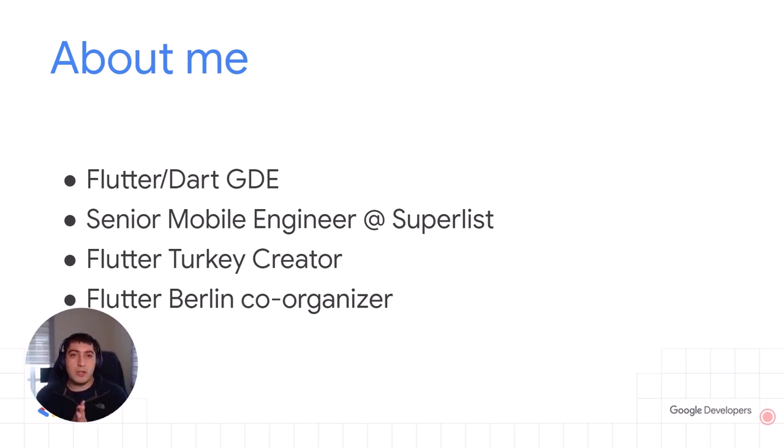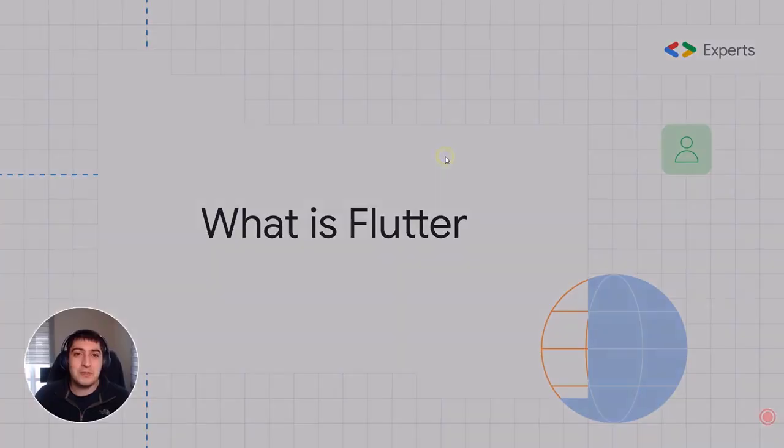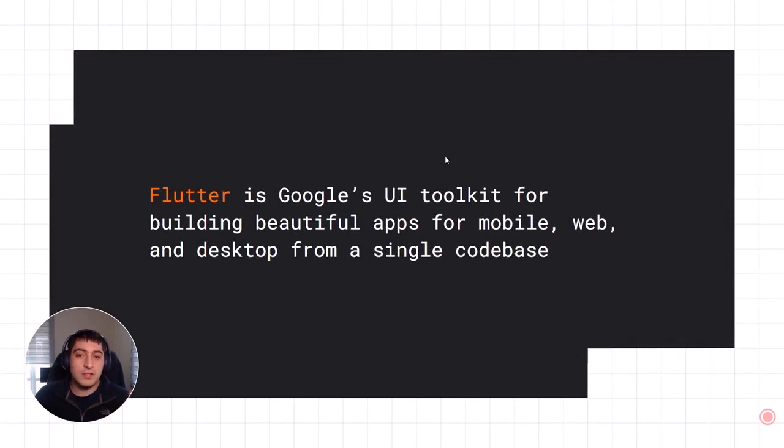And today we will be basically seeing how Flutter works under the hood. But before we go through it, let's learn about what Flutter is. I'm sure everyone has heard about it, but let's see how it is. Flutter is Google's UI toolkit for building beautiful apps for mobile, web, and desktop. The main point is you write the code once and you deploy it to multiple places. This is the biggest advantage of it.